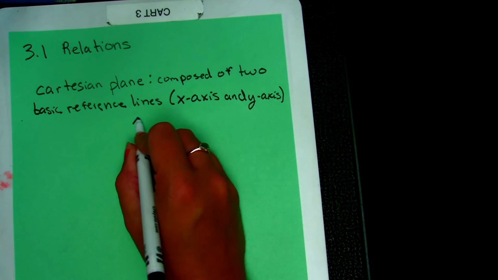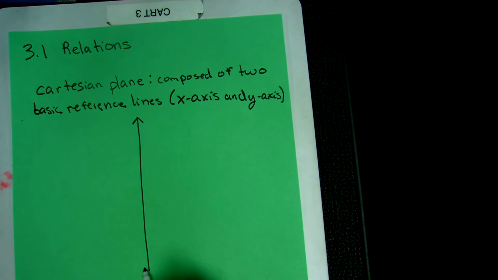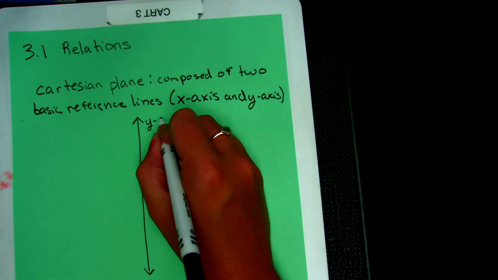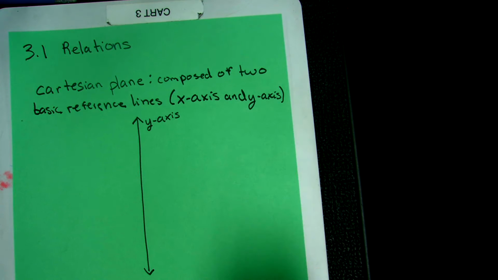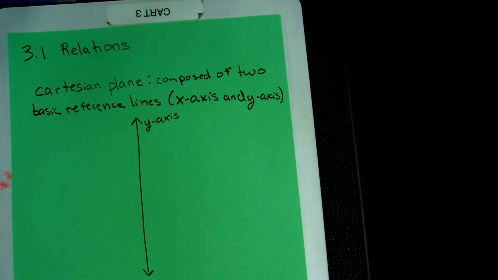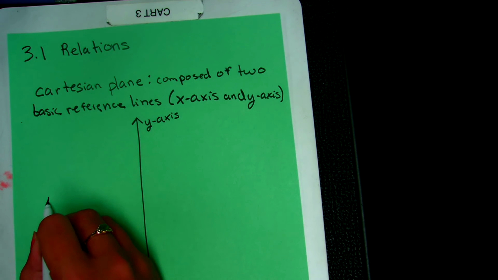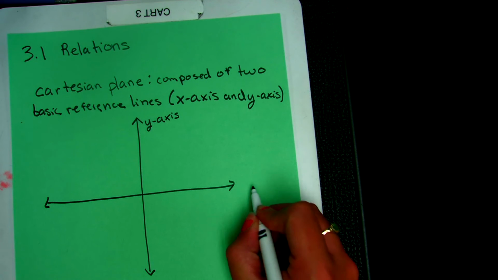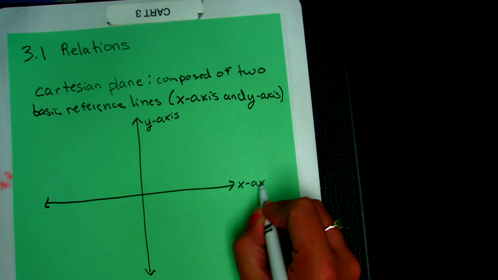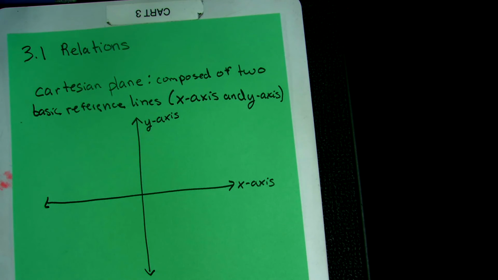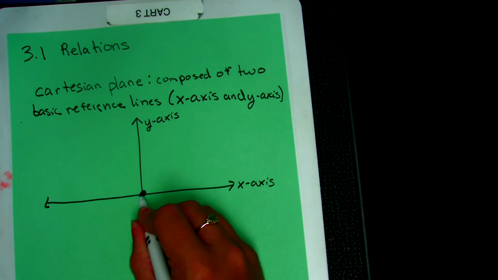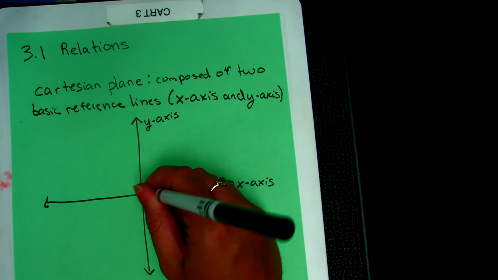So here is the y-axis, which is the vertical reference line. Then we have the x-axis, which is the horizontal reference line. The point in which those two reference lines meet is called our origin.